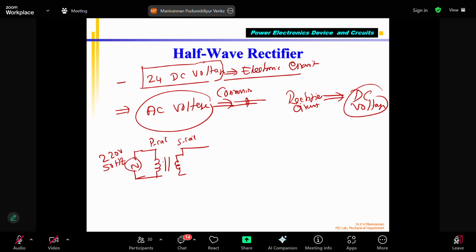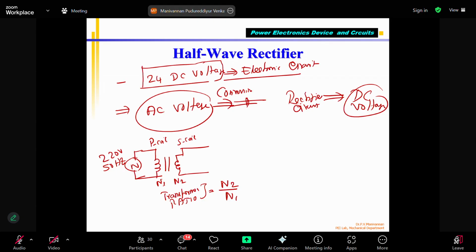The number of turns of the primary coil I call N1. This is called N2, the secondary coil. If you give 220 volts, and already we know that transformer ratio... What is transformer ratio? Already we know. N1 is the number of turns in the primary coil. N2 is the number of turns of the secondary coil. Transformer ratio equals N2 divided by N1. Okay.